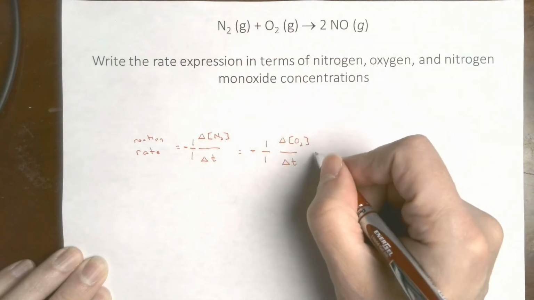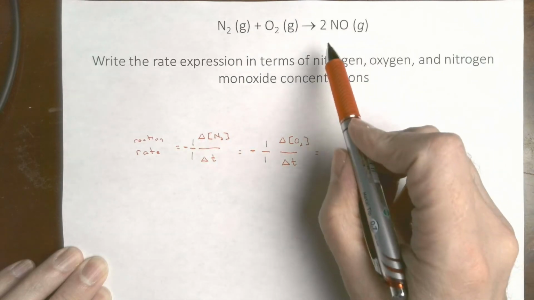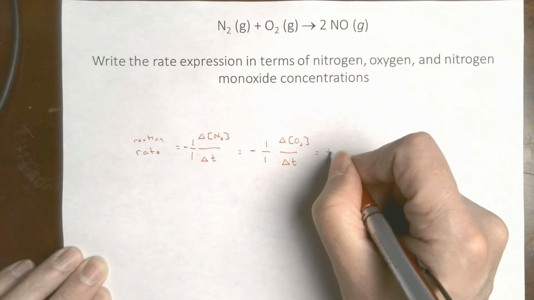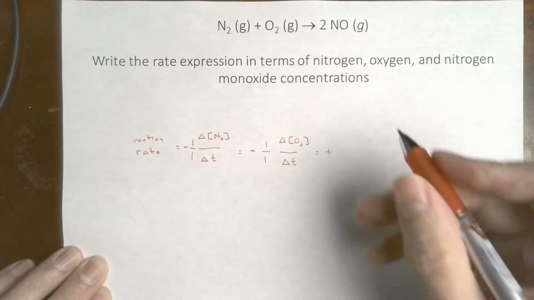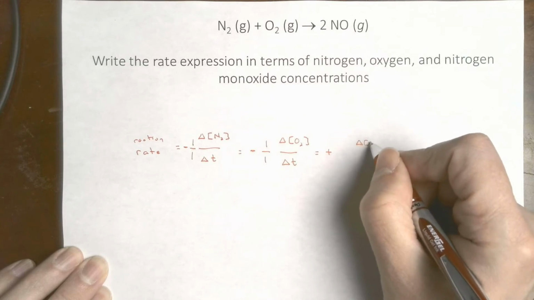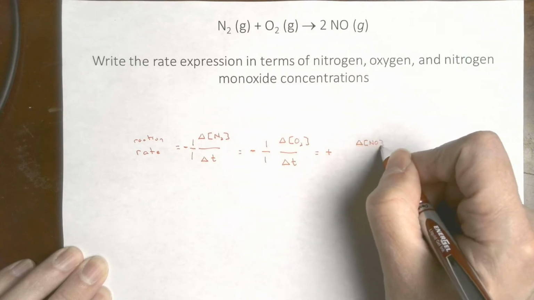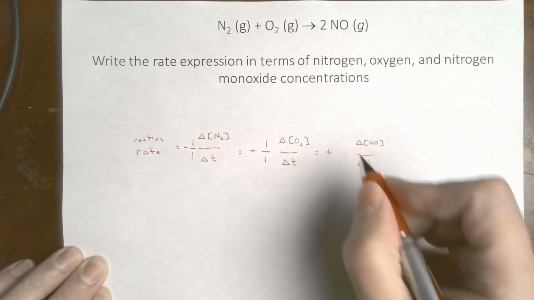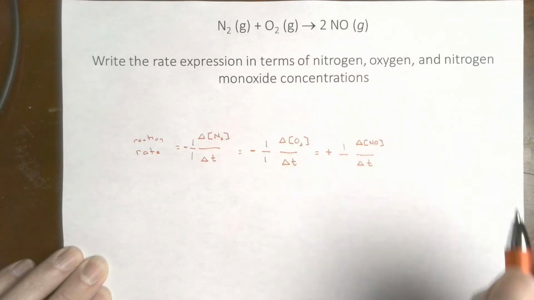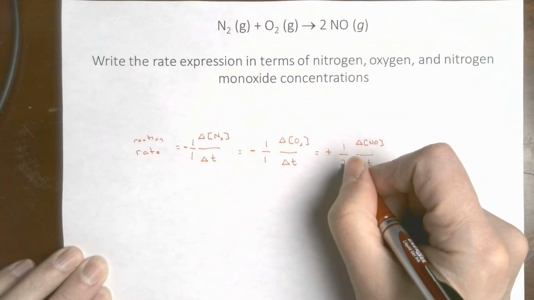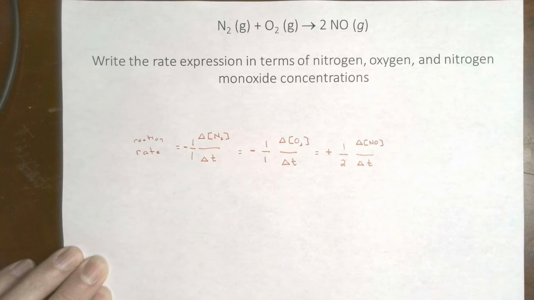Now the nitrogen monoxide, it's a product. It's going to be produced, so it's going to be appearing. It's going to have a sign of positive, and it's going to be the change in the concentration of nitrogen monoxide over the change in time, and it's going to be multiplied by a factor of 1 over 2, where 2 is the stoichiometric coefficient from the balanced chemical equation.